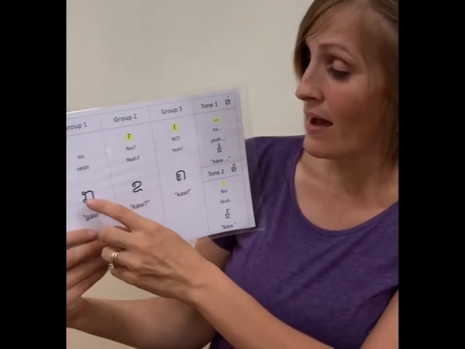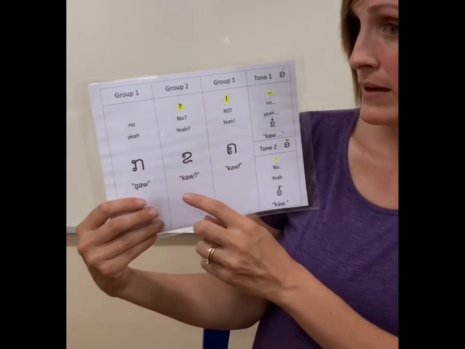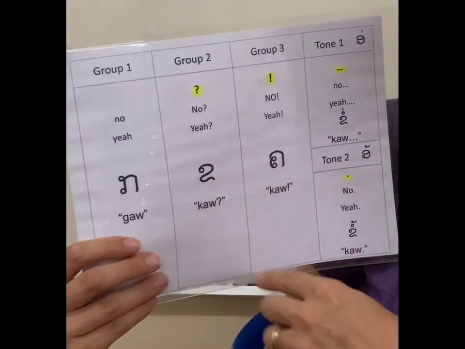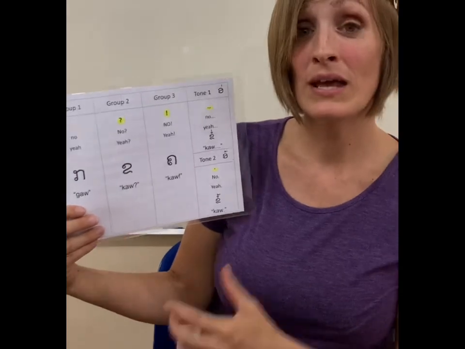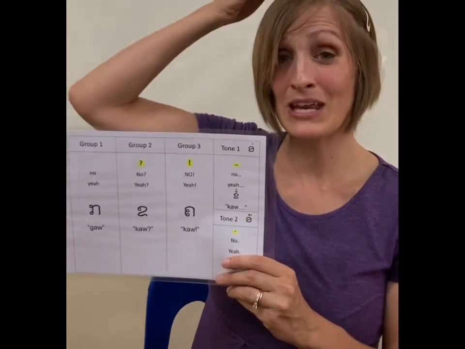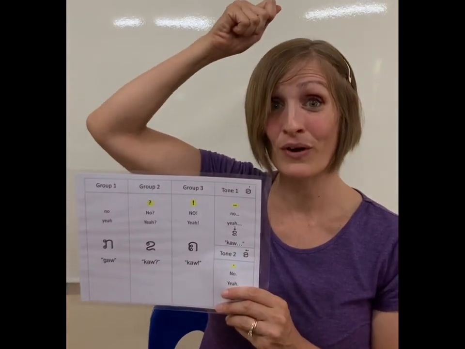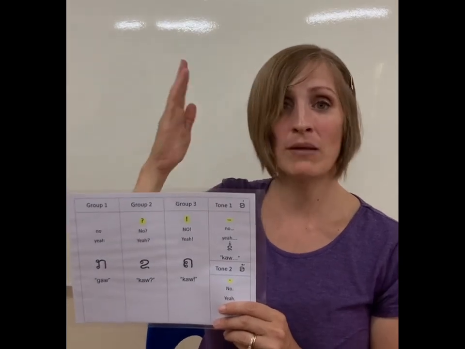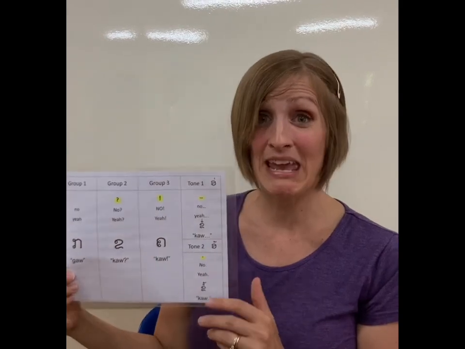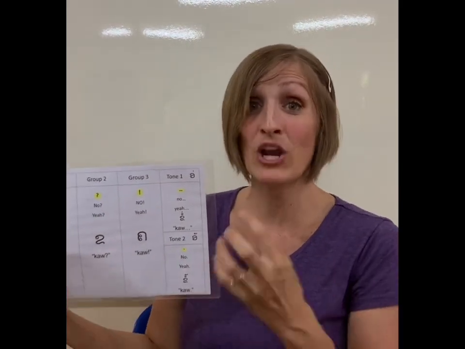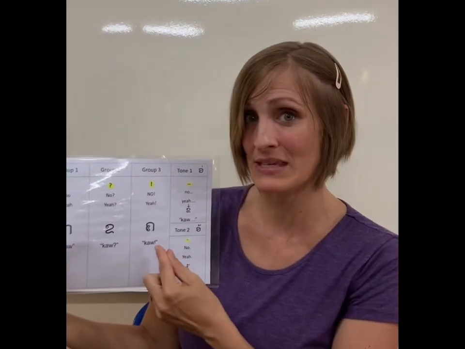So say I have a word like kon, for example. If I put a mai ek on it, it becomes kon. And your teacher will show you with her hand moving up like this. If she has a card in her hand, you go kon. It automatically goes yeah, ding. Sounds like a bell dinging. It just changes the tone. It overrides whatever's happening here.